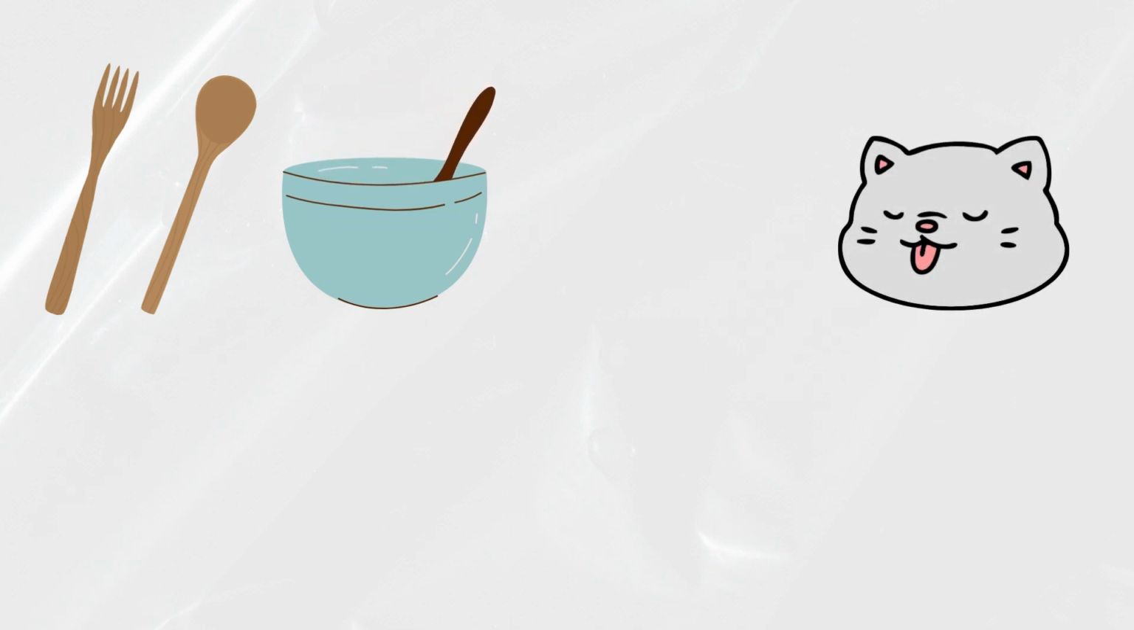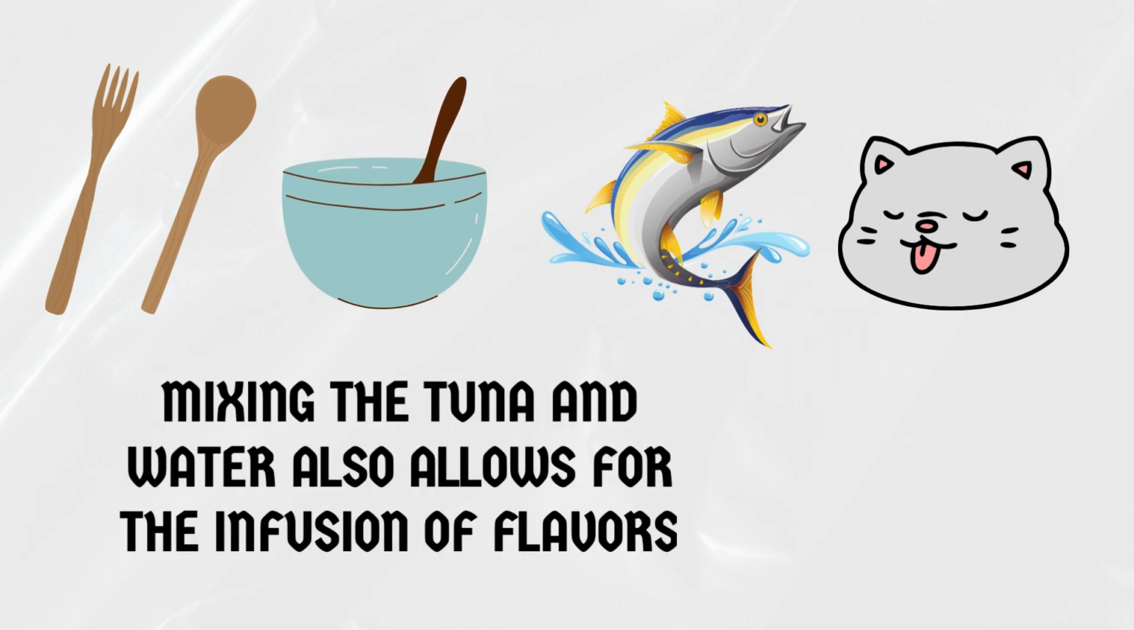Mix the tuna and water. Using a fork or spoon, gently mix the tuna and water together. Make sure the tuna is well distributed throughout the water. This step ensures that your cat gets the full flavor of the tuna while staying hydrated. Mixing the tuna and water also allows for the infusion of flavors, making the water more enticing for your cat to drink.